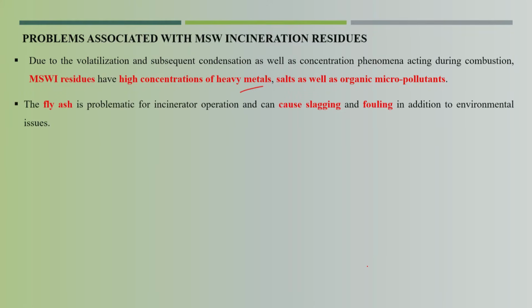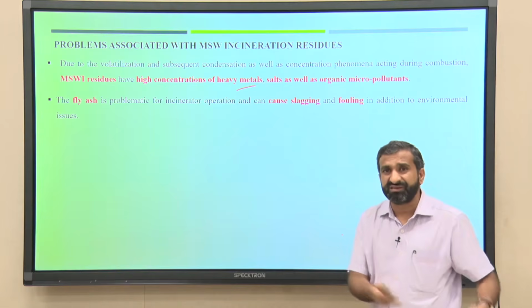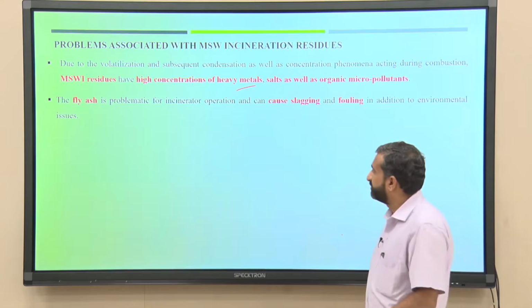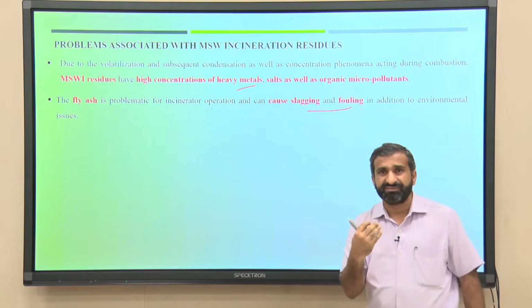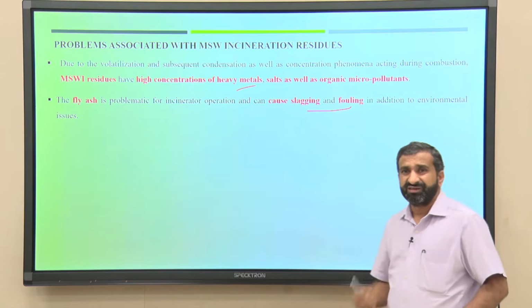It is not simply that we can dispose of it onto the land, because these metals could be leached out and could enter the aquifer system. So, it will pollute the entire groundwater. The fly ash is problematic for incineration operation, and can cause slagging and fouling in addition to the environmental issue. Also, this kind of ash adds to particulate matter. So, obviously, this is not good for human health.